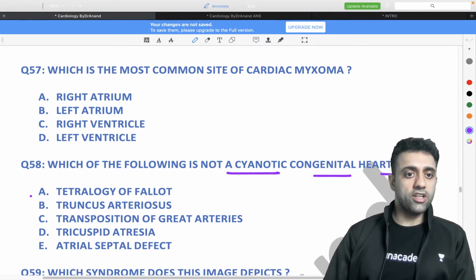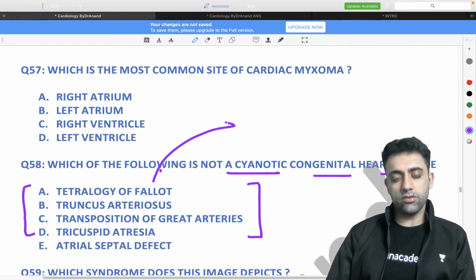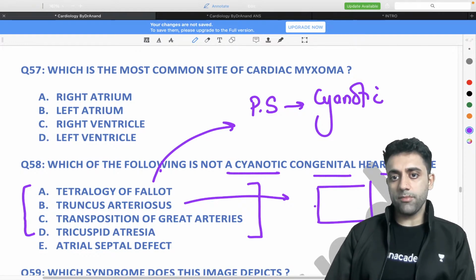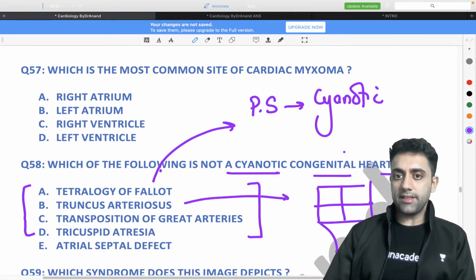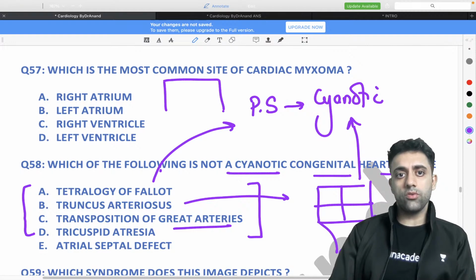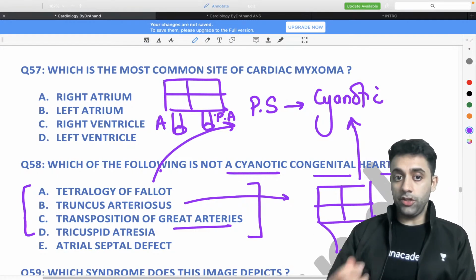In tetralogy of Fallot, we have a component of pulmonary stenosis, which makes it cyanotic. In truncus arteriosus, we have a four-chambered heart but only a single vessel, so mixing of blood takes place, leading to cyanosis. In transposition of great arteries, the aorta and pulmonary artery are swapped, so this condition also has huge cyanosis.